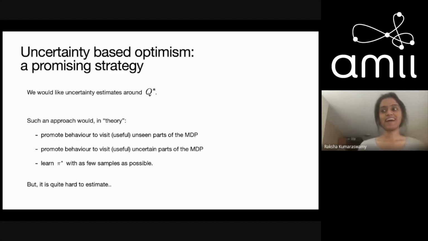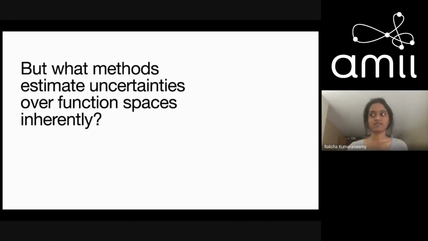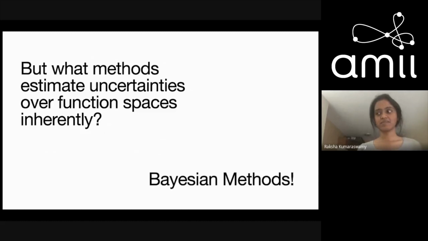Turns out these are quite hard to estimate, and many people have been trying to for a while. But it's a promising strategy. While we think uncertainty-based optimism is promising, what we would like is uncertainty estimates with respect to Q star. A class of algorithms which do maintain uncertainty estimates with respect to, let's say, a function space is Bayesian methods. So what methods would maintain uncertainty over function spaces? Inherently Bayesian methods. So we're going to shift focus from learning a particular value function to learning a distribution over value functions.